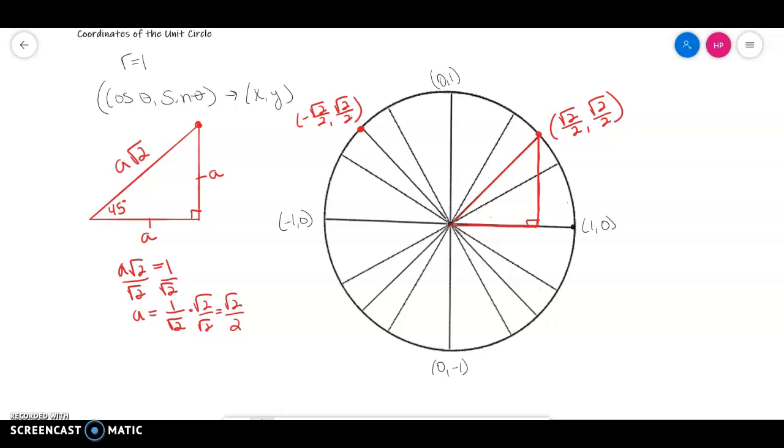If I continue flipping, it's always going to be this middle one, and just paying attention to what my signs would be. So down here in quadrant 3, they're all negatives. And then when I flip back over and think of quadrant 4, that's a positive x and a negative y.